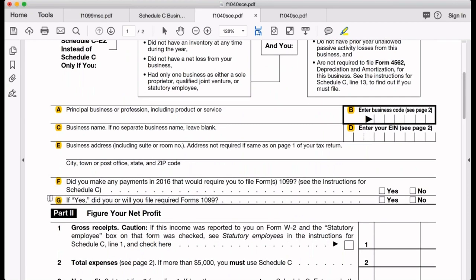And then letters F and G are going to ask you about Form 1099s, and I'm gonna explain this to you here, but I'm also going to remind you when we are talking about Schedule C. If you read letter F, did you make any payments in 2016 that require you to file Forms 1099? Basically, what the form is asking, and you should make this note, is: did you make any payments to contractors, to people who did any work for you? Did you pay them? And if you did, did you file the forms with the IRS? So letter G is asking, if yes, did you file or will you file the forms with the IRS?